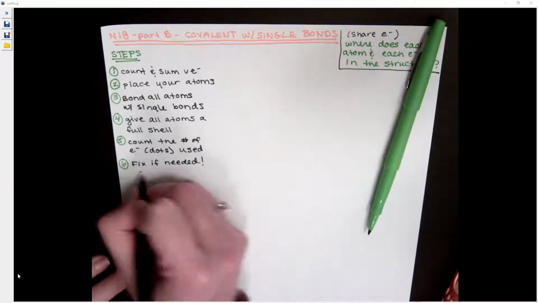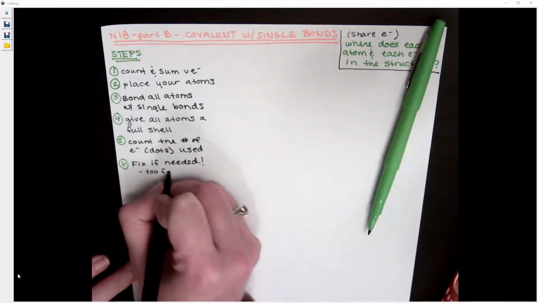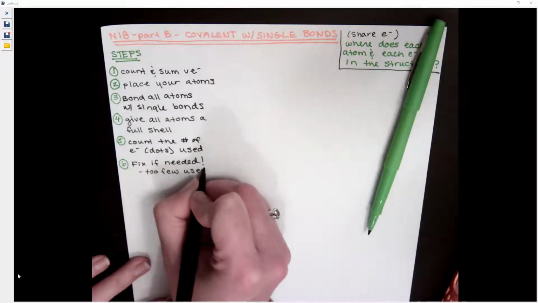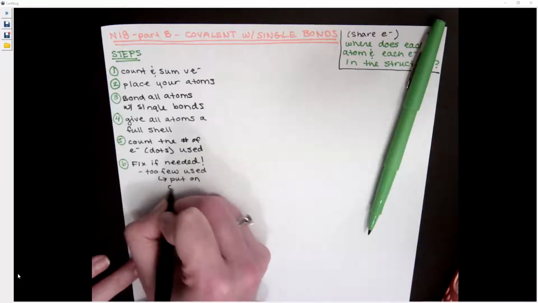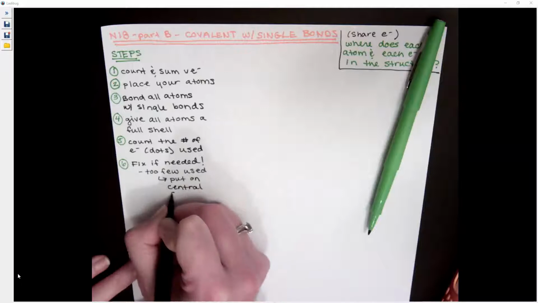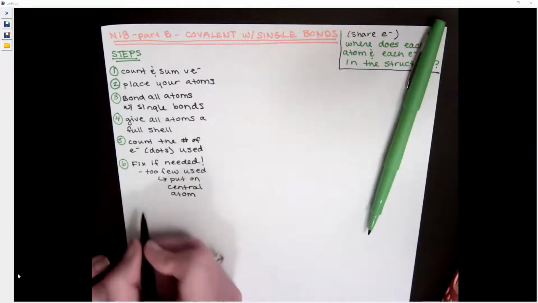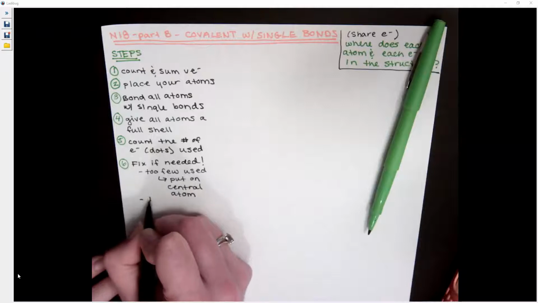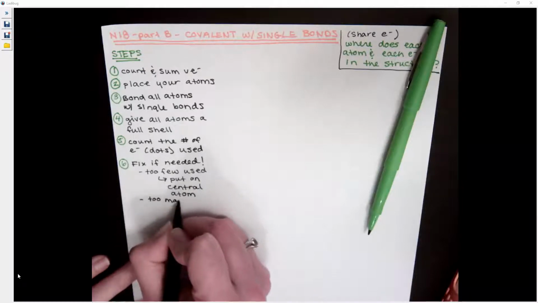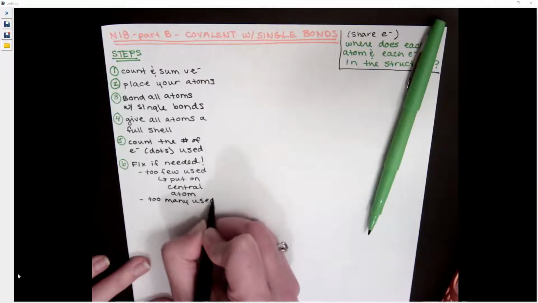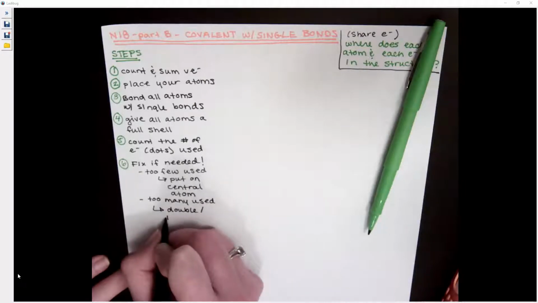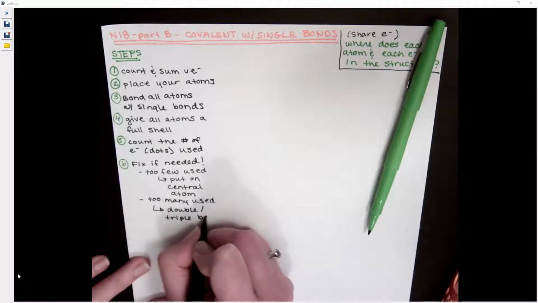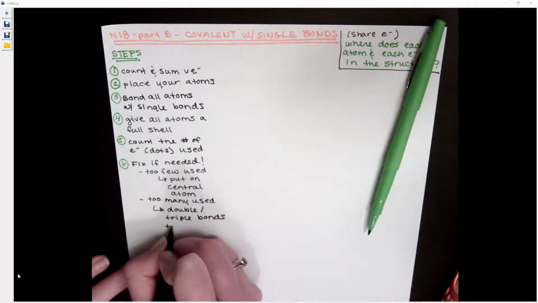So remember, if it's too few, we're going to put them on the central atom, typically. If we used too many, that's when we're going to make double or triple bonds to fix it.